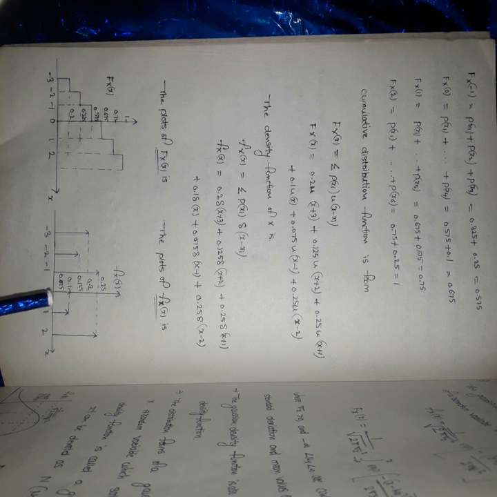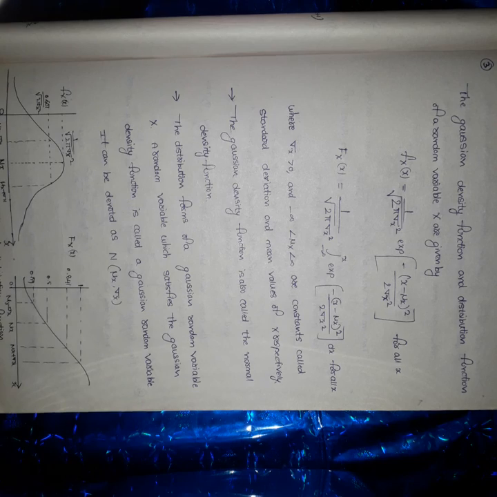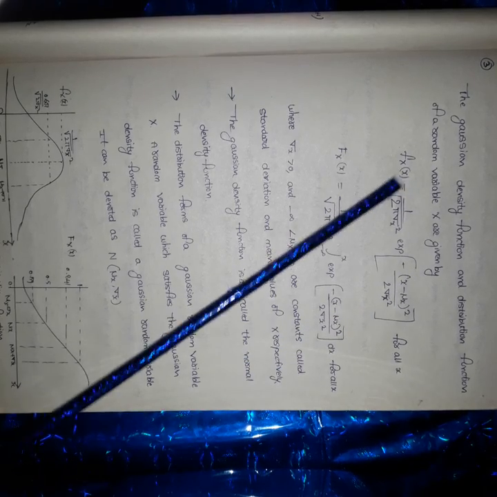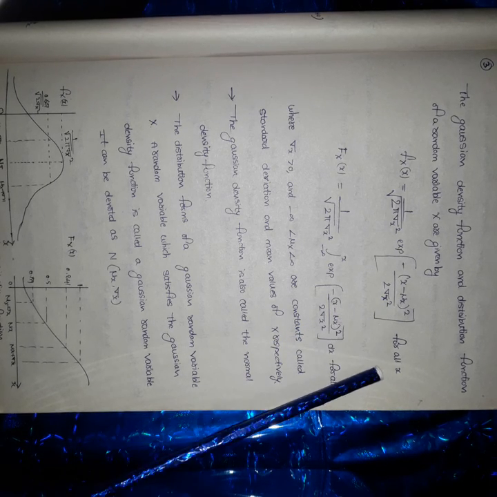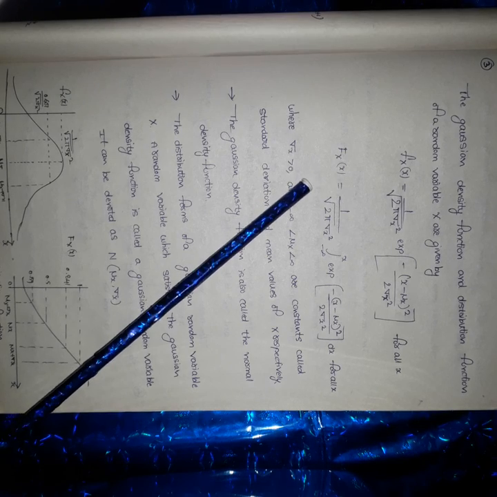Now we go to the third question. The third question is: the Gaussian density function and distribution function of a random variable x are given by fx of x is equal to 1 by root of 2 pi sigma x square, exponential of minus x minus mu x whole square by 2 sigma x square, for all x. Fx of x is equal to 1 by root of 2 pi sigma x square.